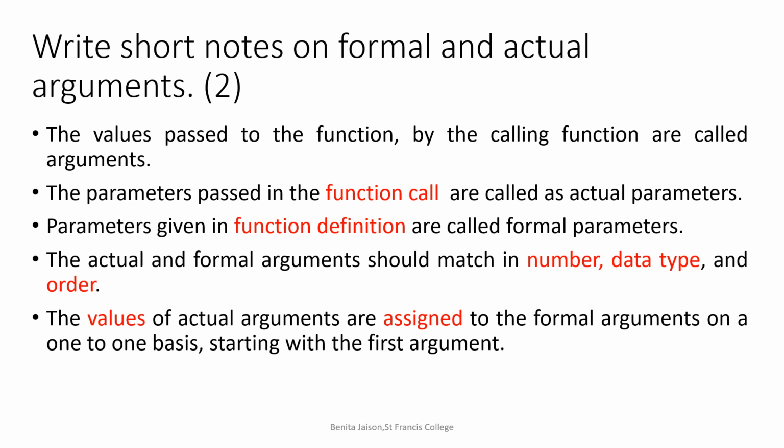Formal parameters are the parameters which are given in the function definition. When we call a function, it reaches the function definition, and those parameters mentioned in the function definition are known as formal parameters. From the actual parameters in the function call, the values of the arguments are copied into the formal arguments, in the same order as the arguments mentioned in the function definition.